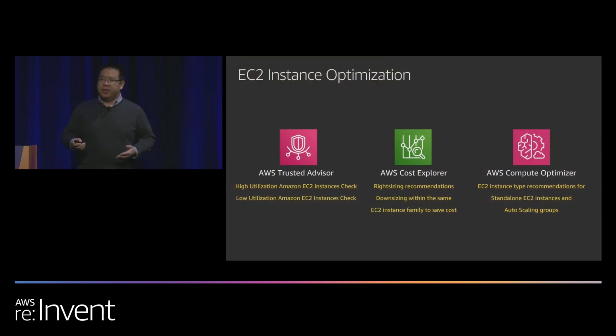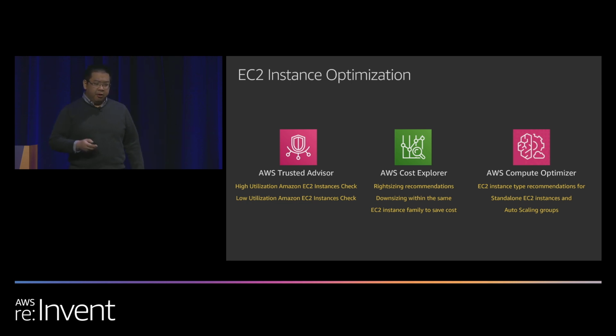So looking at the AWS history, we always look for ways to make things easier for you. A couple of years ago, we launched AWS Trusted Advisor to offer 2 checks: the high utilization Amazon EC2 instance check and the low utilization Amazon EC2 instance check. Essentially, it helps you identify instances that have very high CPU utilization, where you may be considering purchasing a larger instance, or instances that are pretty much idle and that you should consider terminating or downsizing.